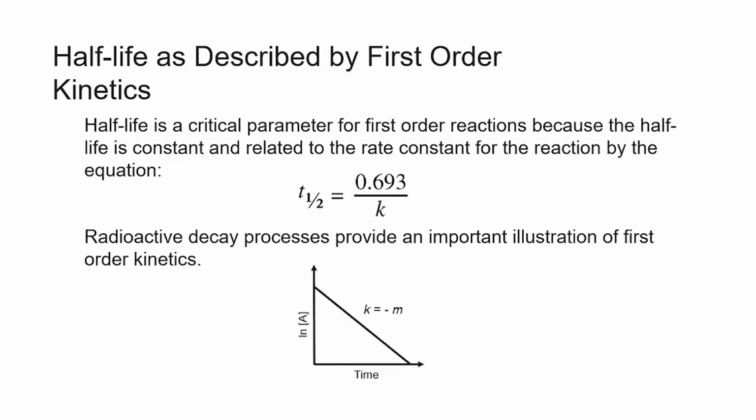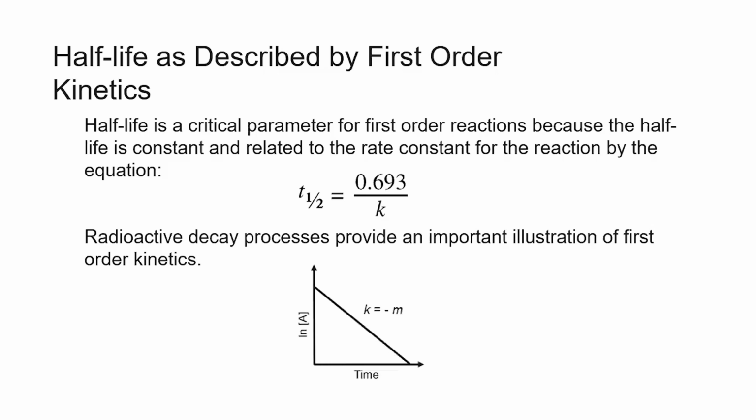Moving on. Whenever we talk about half-life, it is related to first order kinetics. So whenever you see a question about half-life, think about first order. Not first order like Star Wars, not sponsored, but you know. So half-life is a critical parameter for the first order reaction because the half-life is constant and it's related to the equation provided.